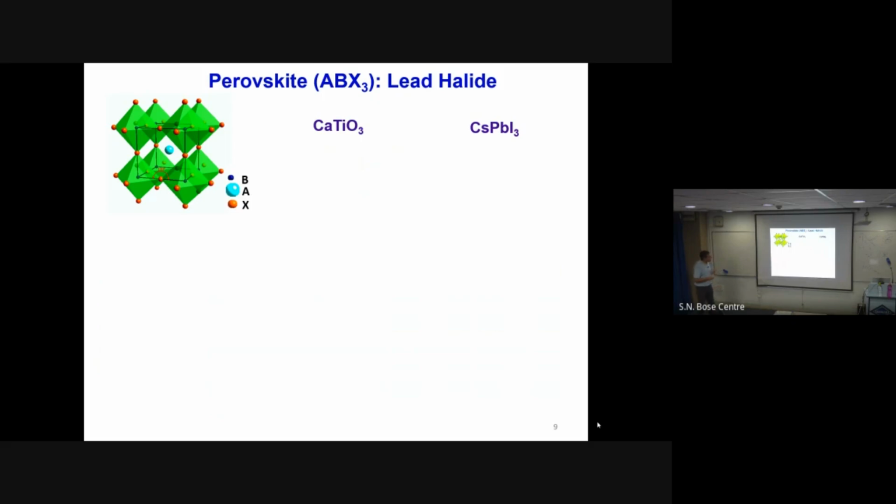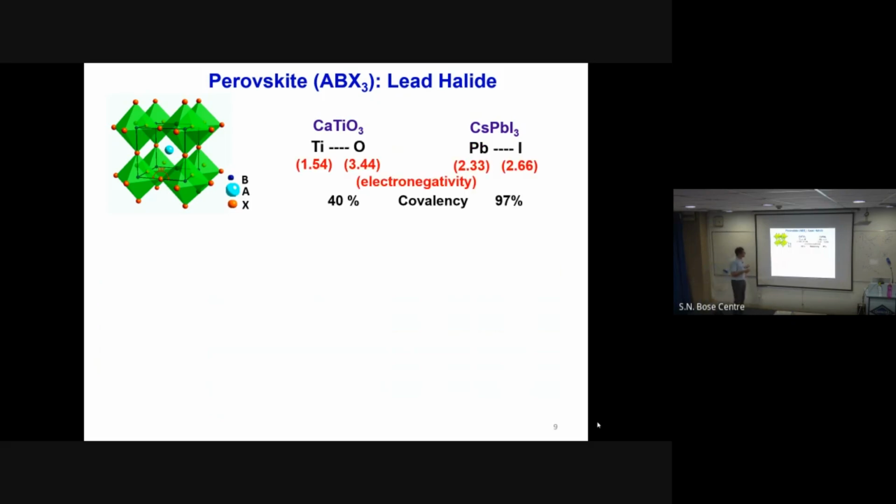Our intuition can tell us something if we look at the electronegativity values. Titanium and oxygen have very different numbers, while lead and iodine have close numbers. Ultimately the electron has to travel through these bonds, through the octahedral network, and the covalency is much higher for the lead iodine bond in halide perovskites. That is probably the reason why halide perovskites are good semiconductors, but the oxides are not.